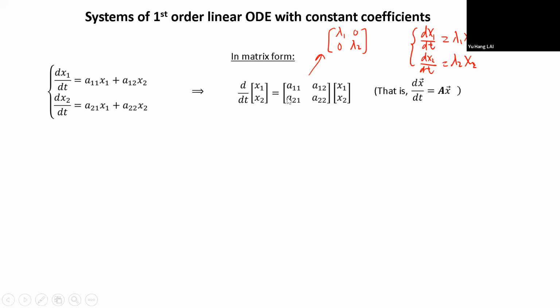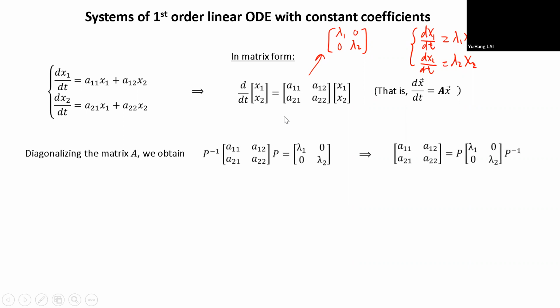But now, we know that this is not a diagonal matrix, but it can be written as a product of three matrices, in which the middle matrix is a diagonal matrix. Because if I diagonalize this matrix, this matrix itself is written as P times a diagonal matrix times P inverse.